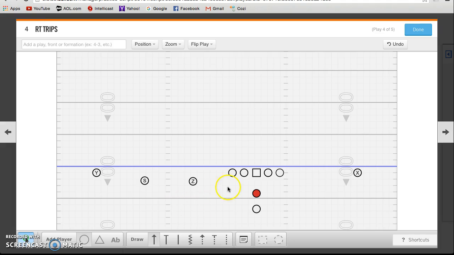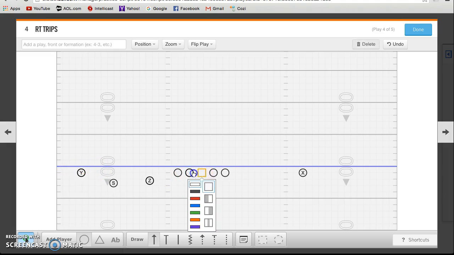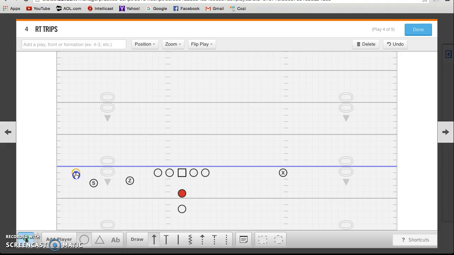All right, so this is what it would look like if you were somewhat offset, not quite all the way on the hash. What if we go trips to the boundary? Let's stay in left trips for now. I know I'm going to have to move these guys down a little bit, otherwise they're not going to fit. Why would we go trips to the boundary? Well, for a variety of reasons. To see how the defense reacts. What do they do to the single receiver side? Are we going to motion away and try to attack?